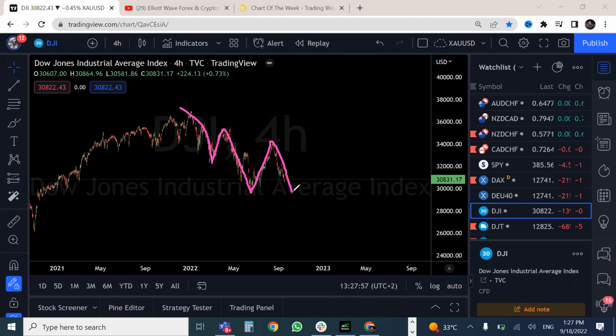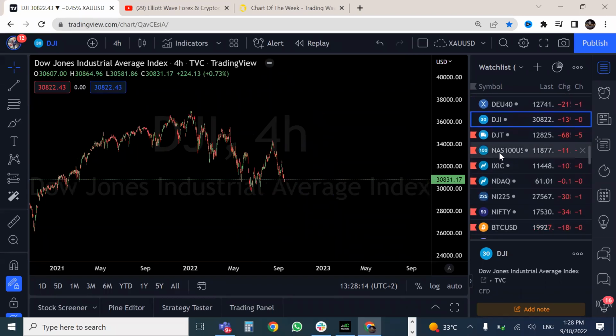There's a possibility for it to break the low, bounce, and make another WXY corrective structure as well, which will be this. This is the same as I've shown on the S&P 500. We could be making this structure. But first, we need to see if we're going to break this low here. All right, so that is the Dow Jones Industrial, same as the transportation.